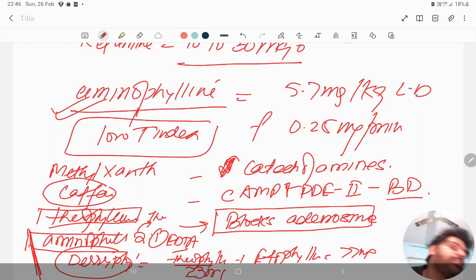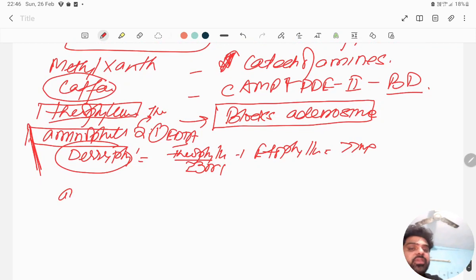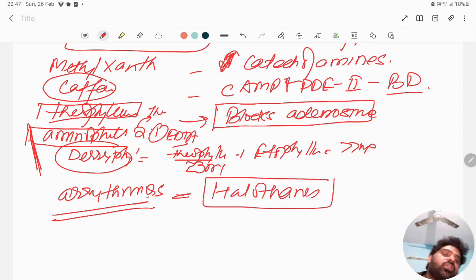They have a narrow therapeutic index. They can cause arrhythmias. So it is very important to note that if a patient is on methylxanthine, you should not use halothane, because we know halothane sensitizes the heart to the activity of catecholamines, and methylxanthines increase catecholamines, so that can cause arrhythmias. Chronic use of methylxanthines can also cause nervousness, anxiety, difficulty in sleeping, and if the person sleeps, there is decreased restorative sleep, that is, NREM sleep will be less. So these will be the problems with methylxanthines.